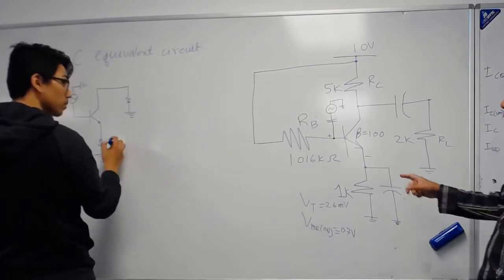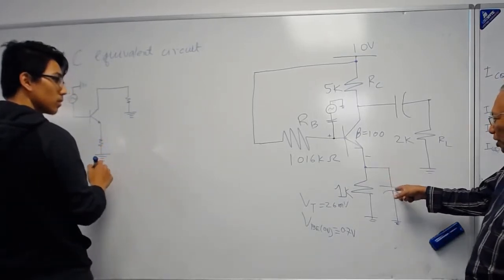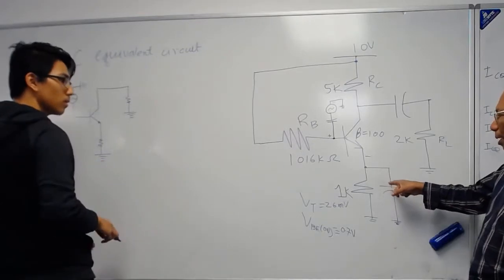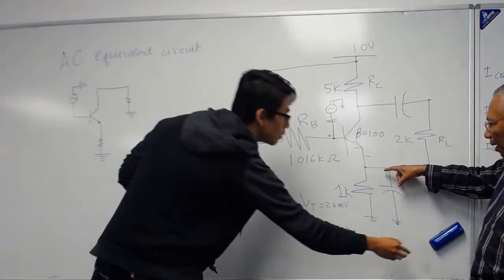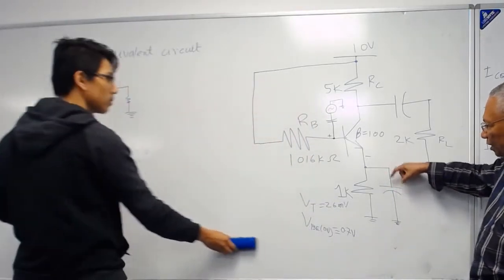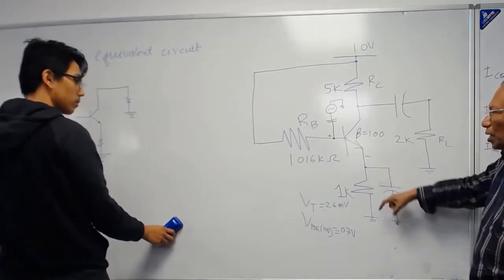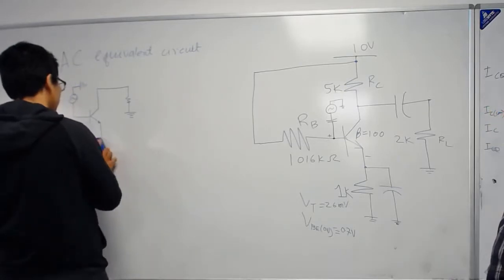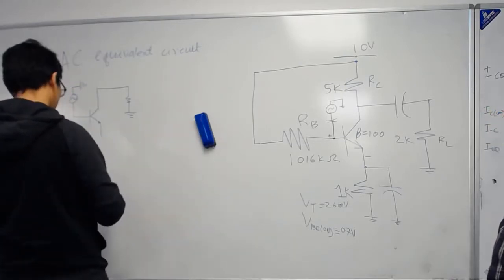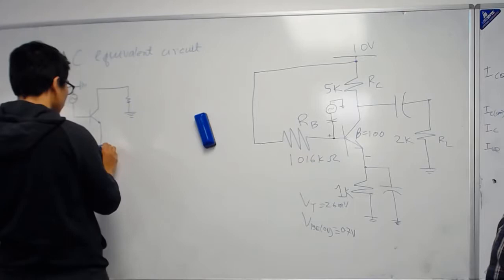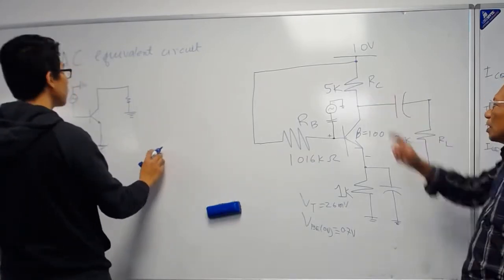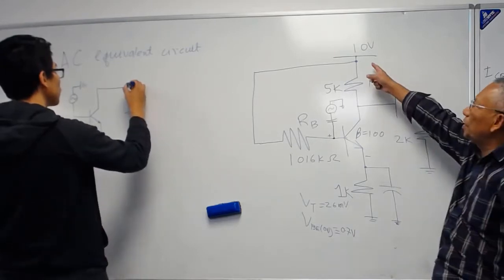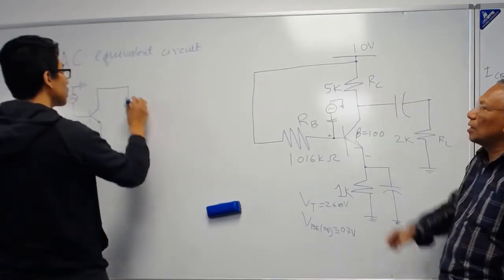No, there won't be a resistance in the emitter because of this capacitor. So this capacitor is going to short circuit from here to ground. So for AC it's a short circuit, AC will pass all the way through here. So where is this resistance? This is ground here.